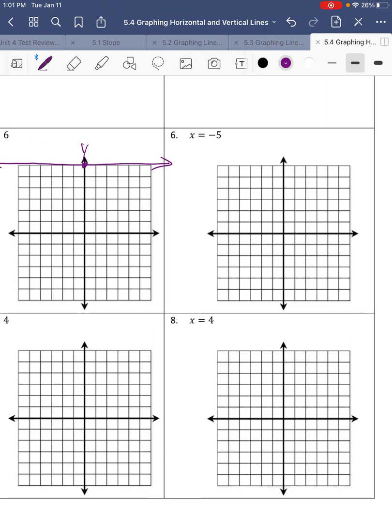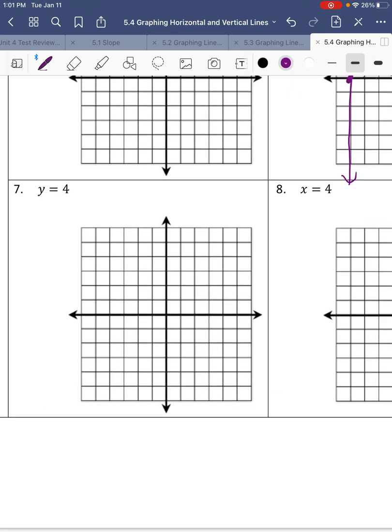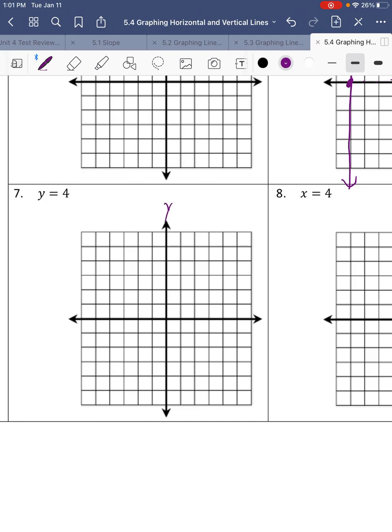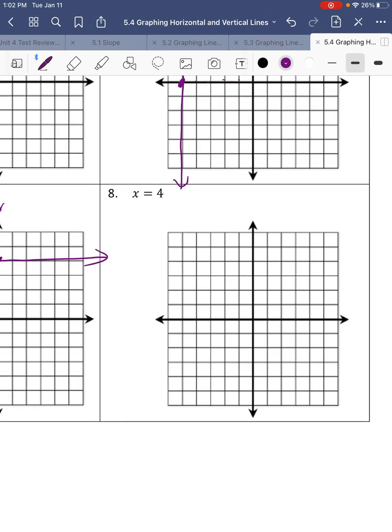Number 6, x equals -5: 1, 2, 3, 4, 5. And x equals is a vertical line. Number 7, y equals 4. I'm going to go on the y-axis to 1, 2, 3, 4, and y equals is a horizontal line. And number 8, x equals 4. I'm going to go on the x-axis to 1, 2, 3, 4, and x equals is a vertical line.